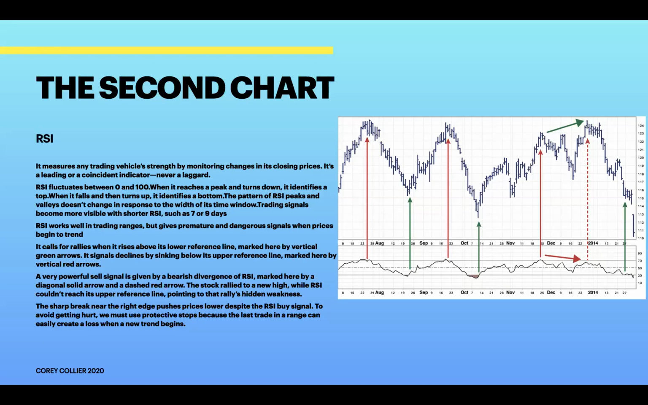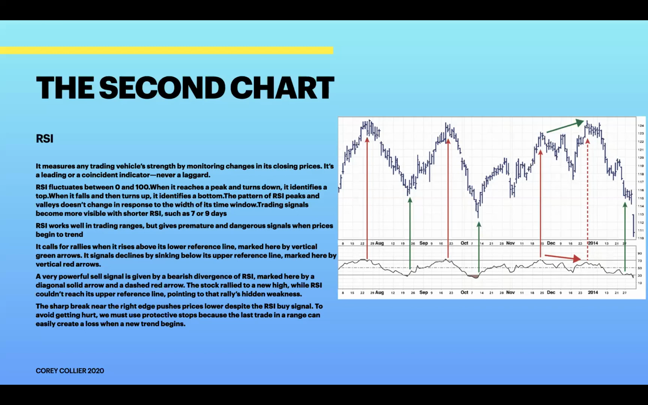I'm drawing it to you. There we go. So the pattern of the RSI peaks or the highs and the valleys or the lows, they don't change in response to the width of its time window. The trading signals become more visible with shorter RSI, such as 7 or 9 days or periods.